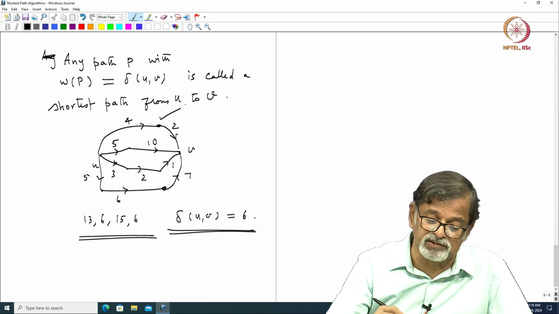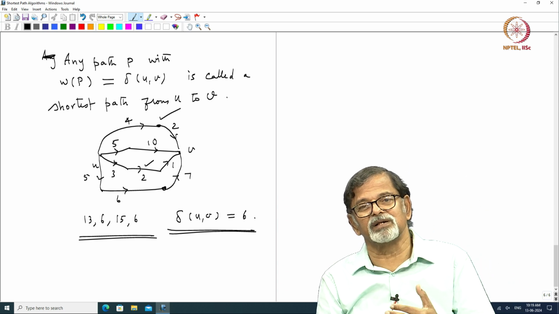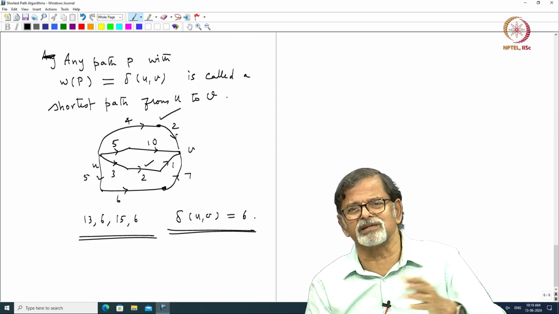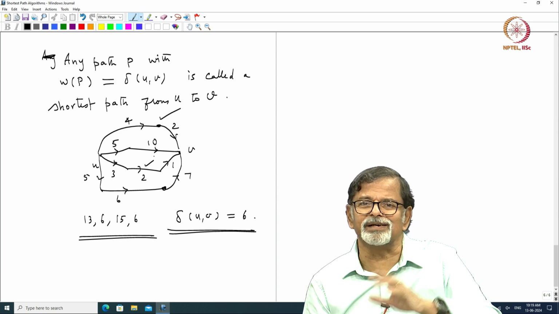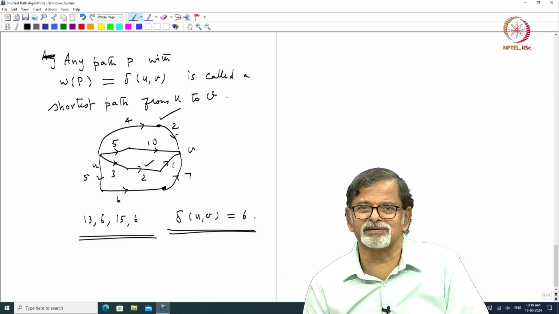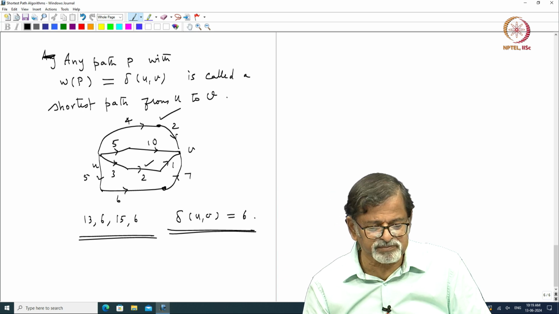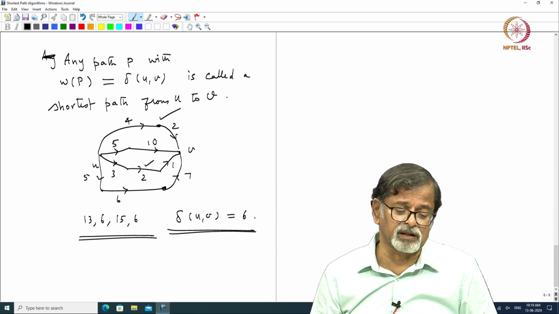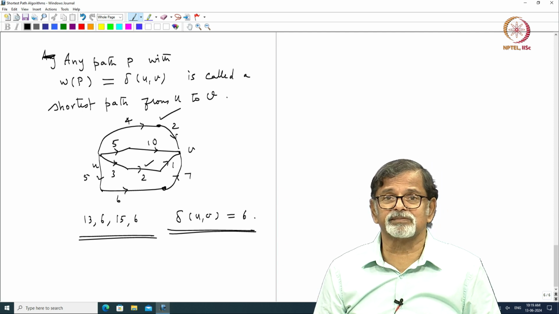So therefore this is the shortest path and this is also a shortest path. In this graph there are 2 shortest paths. Both of them have length 6. 6 is the minimum weight path. Any path P with W(P) equal to delta UV is called the shortest path.